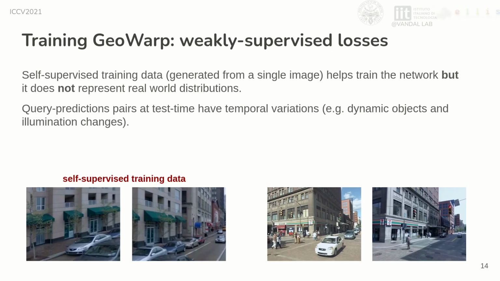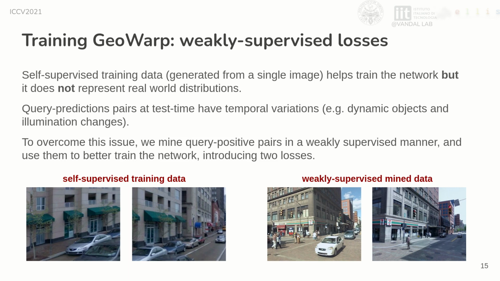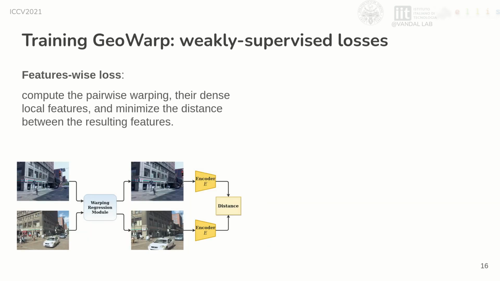Self-supervised training data generated from a single image helps train the network, but it does not represent real-world distributions. This is because query prediction pairs at test time have temporal variations, such as scars or illumination changes, as you can see here on the bottom right. To overcome this issue, we mine query-positive pairs in a weakly supervised manner and use them to better train the network, introducing two losses. The first is a feature-wise loss.